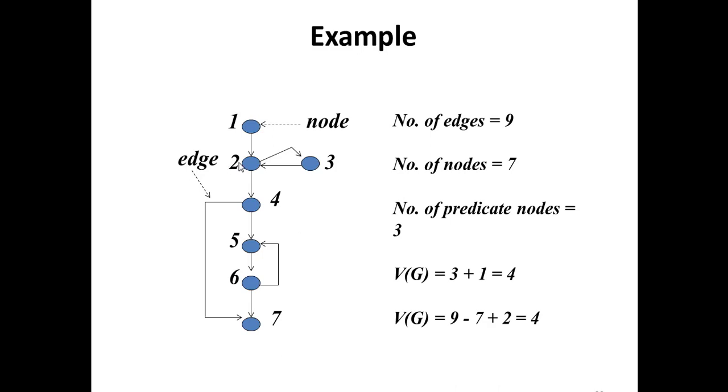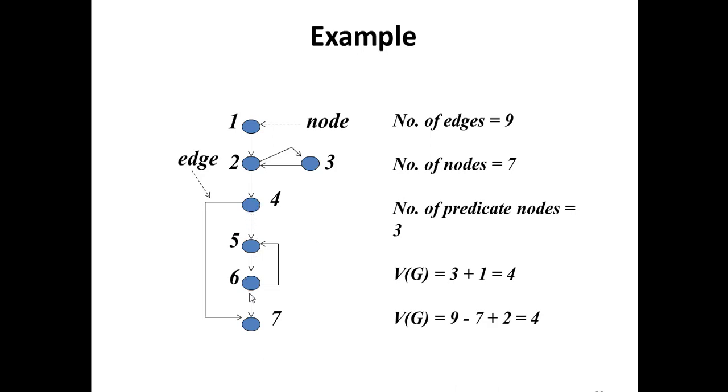Here the first predicate node is node number 2, because from node 2 we can go to node number 3 or we can go to node number 4. So this is the first predicate node we have encountered. Similarly, this is the second predicate node. From here we can take this route and reach 7, or we can take this route through 5 and 6 and then reach 7. So this is the second predicate node we have.